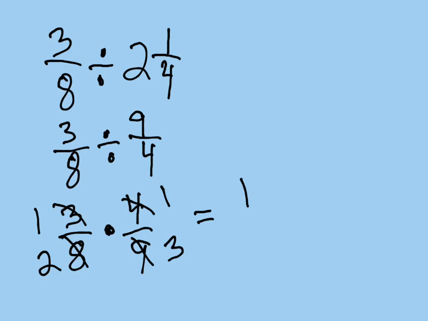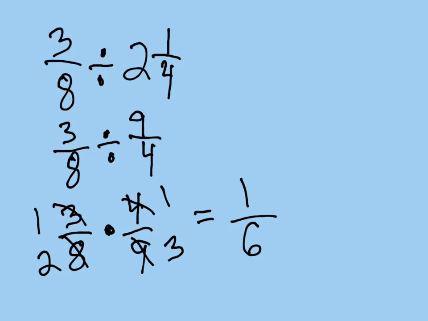1 times 1 is 1. 2 times 3 is 6. And so the answer is 1/6. Amazing that problem, 3/8 divided by 2 1/4, turns out to be such an easy problem, breaking down to 1 times 1 and 2 times 3. Pretty straightforward, isn't it?